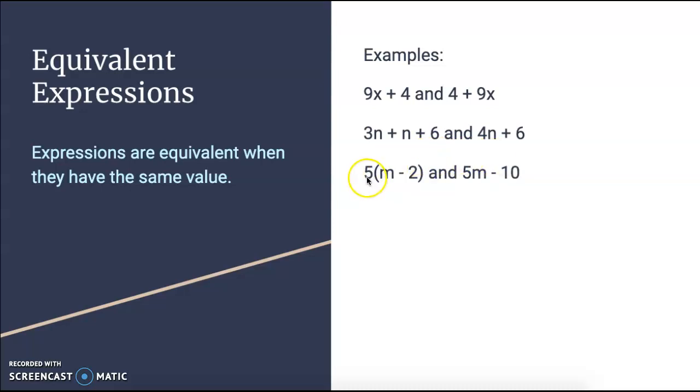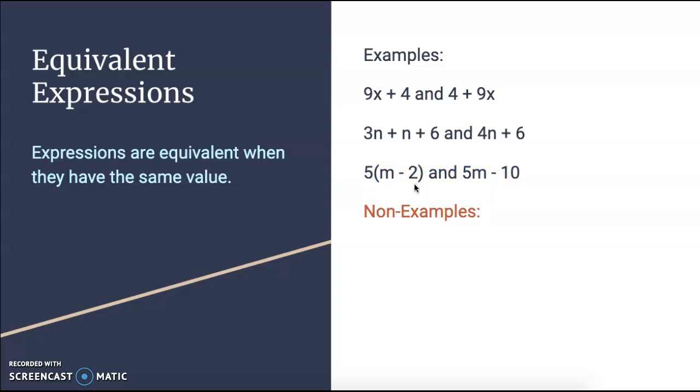And then 5 times the quantity m minus 2 and 5m minus 10 are also equivalent because if we distribute, 5 times m is 5m, 5 times 2 is 10, and we are subtracting in both of them. So again, as long as we distribute correctly, we create equivalent expressions.